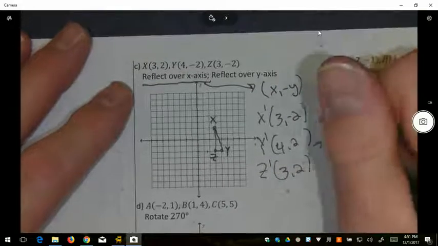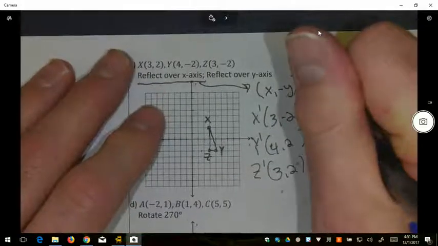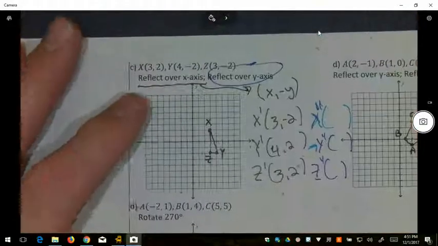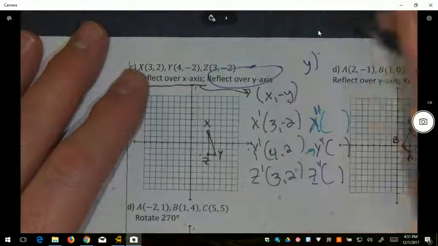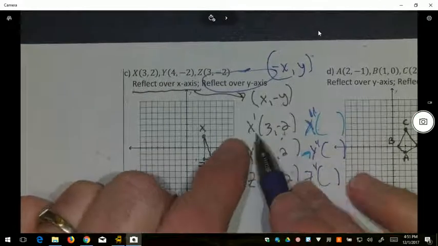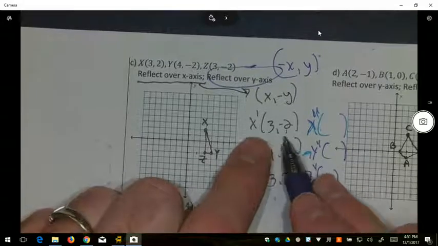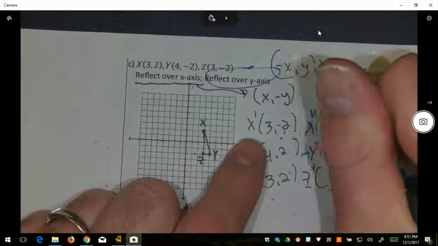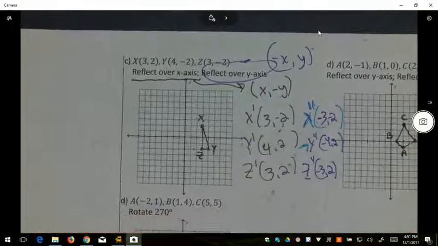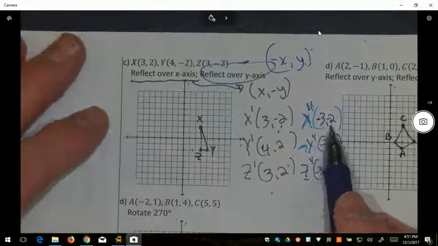Now I'm going to go to the next one, my x double prime, my y double prime, and my z double prime. And the rule for that, when it's reflected over the y-axis, is to keep the y-coordinate the same and change the sign on the x-coordinate. So going from this image, not the pre-image, because we just did a transformation, we're now going to change the sign on the x-coordinate. So negative 3, negative 2, negative 4, positive 2, negative 3, positive 2. We keep the y-coordinate exactly as it was on the previous one. So our final image is negative 3, negative 2.